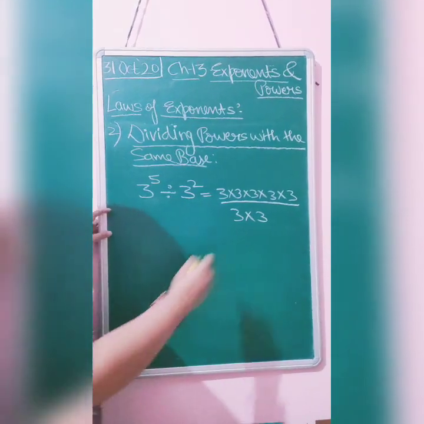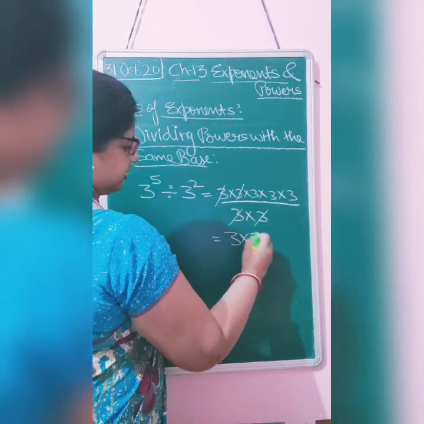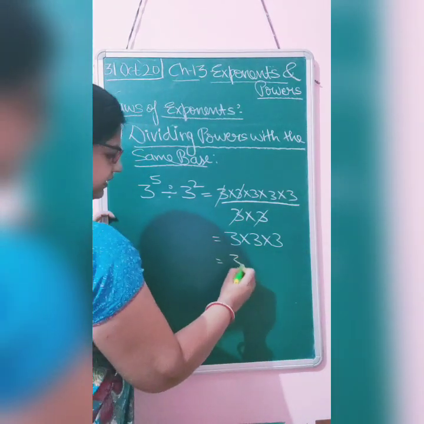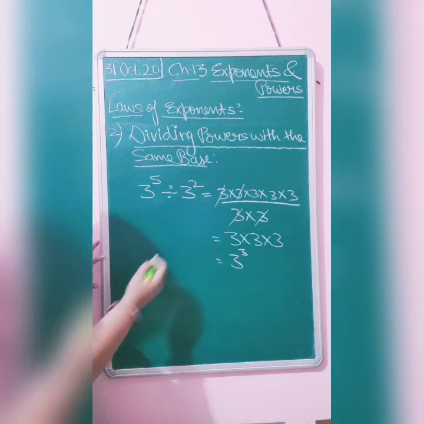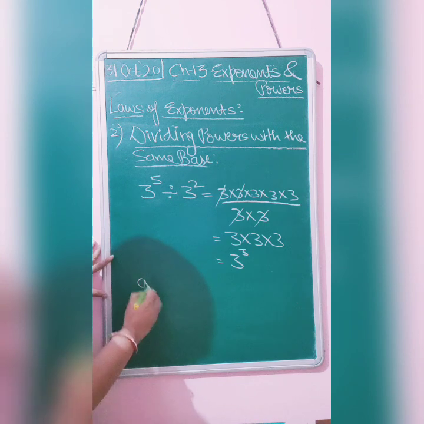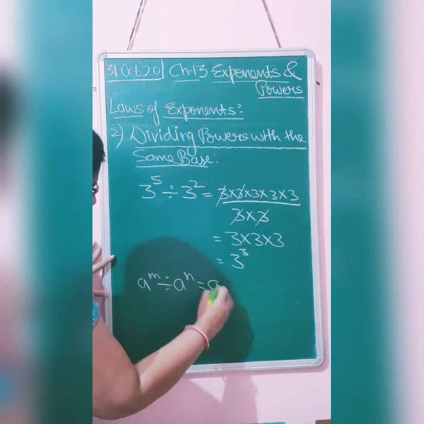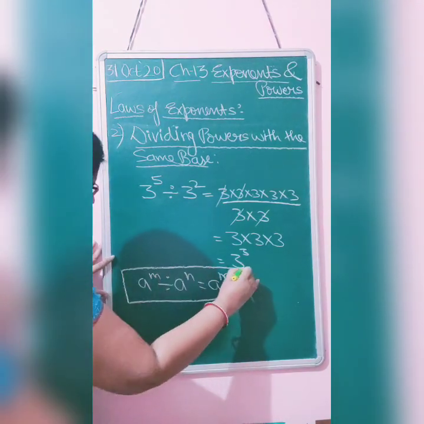So how will we solve? These two 3s will cancel each other. We will get 3 three times. These three 3s are left. So we can write 3 raised to the power 3. Now what is the rule? We can write the rule here. It is a ki power m divided by a ki power n. So these powers should be subtracted. This is the second rule.